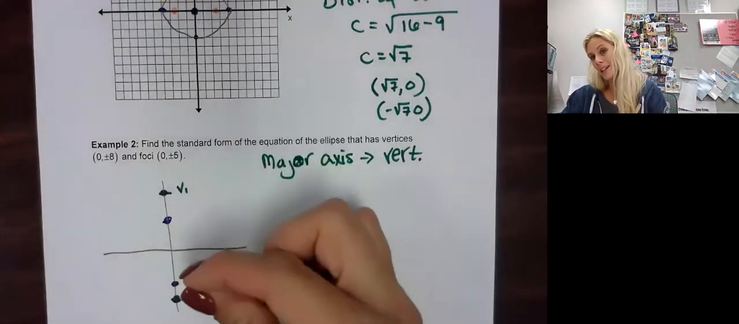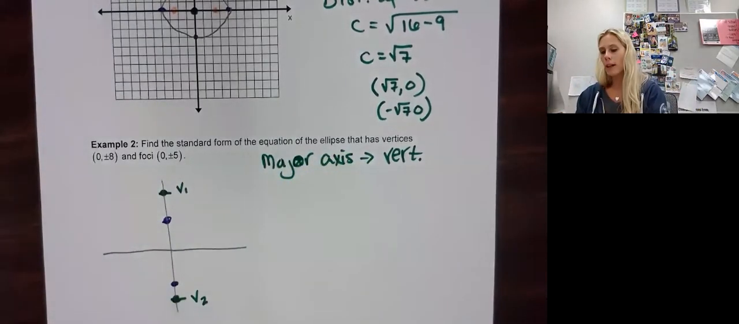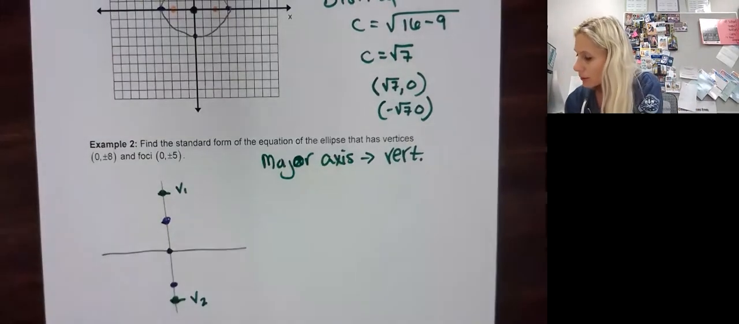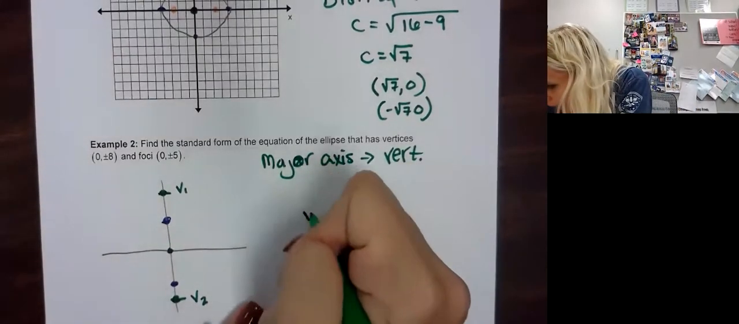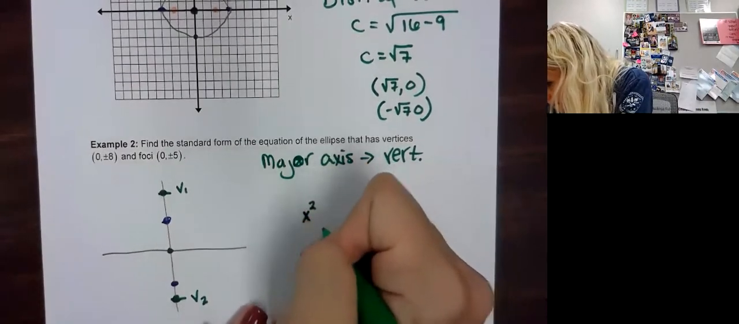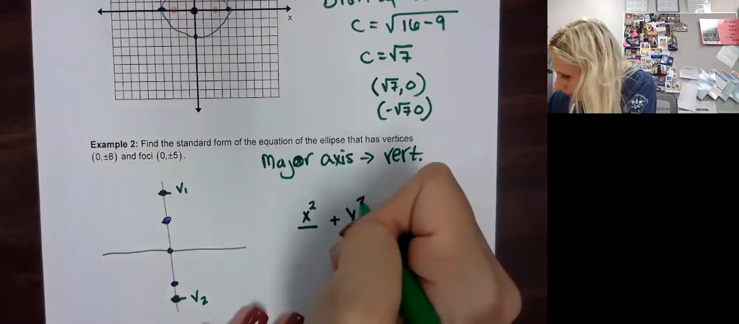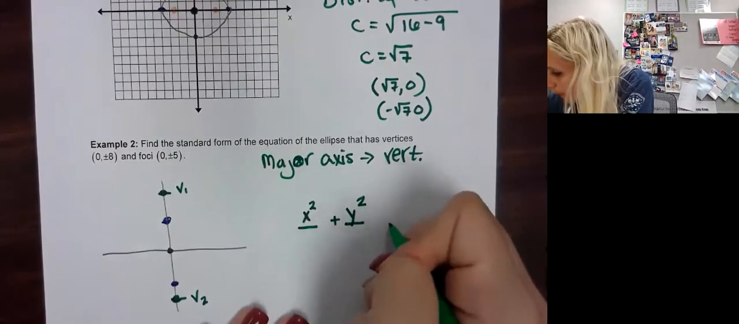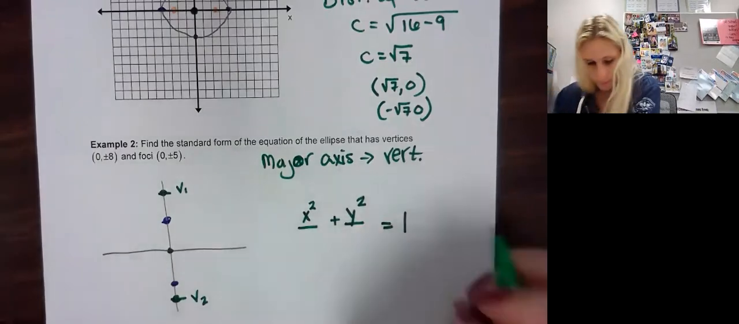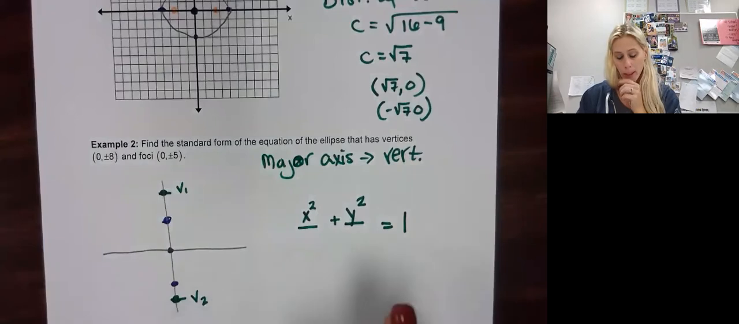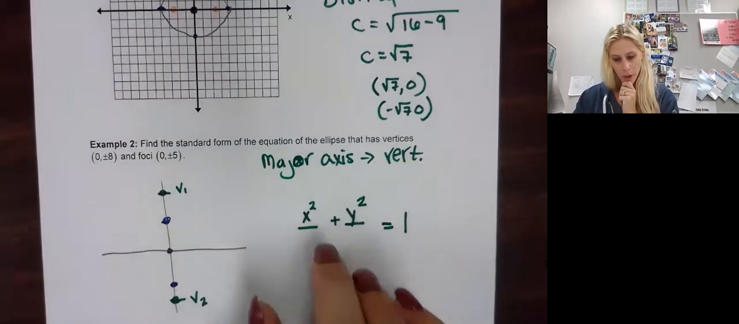Remember that the center is going to be the halfway distance. So if you see right here, our center is 0, 0. So right away, I have x squared over something plus y squared over something. And remember, it equals 1. Now, how do we find a squared and b squared for us to actually put that underneath?